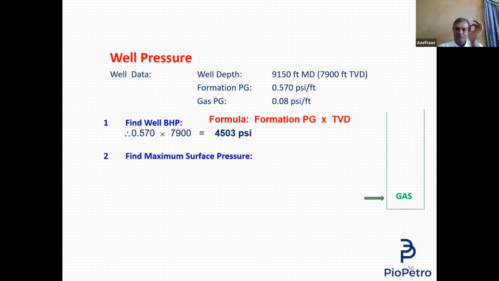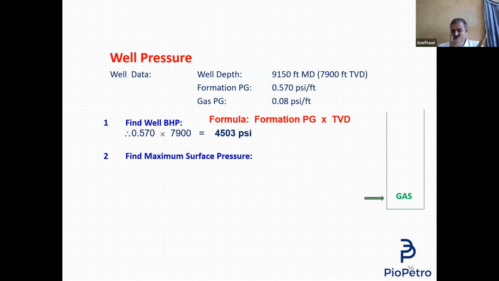Second requirement in this question is find the maximum surface pressure. Now, if the bottom hole pressure of this well is 4,503, what do you expect the maximum surface pressure? If we just neglect engineering and use common sense, this is our well. Now I am at the bottom. I have 4,000 psi. This 4,000 psi will move upward, all the way up. If there is nothing on top of that, this 4,000 psi will go all the way to the top.